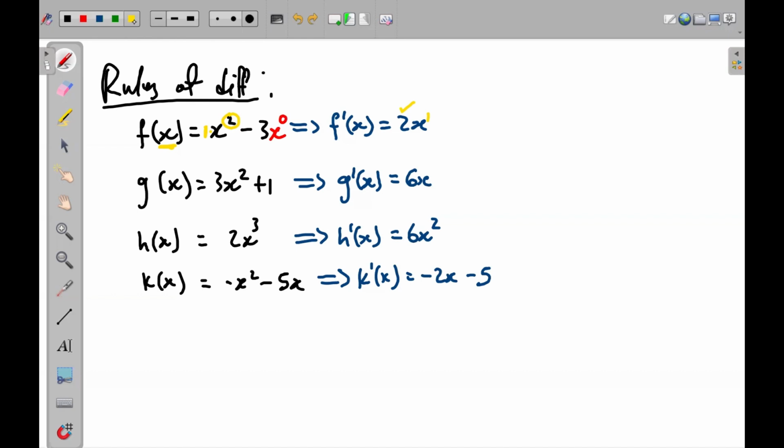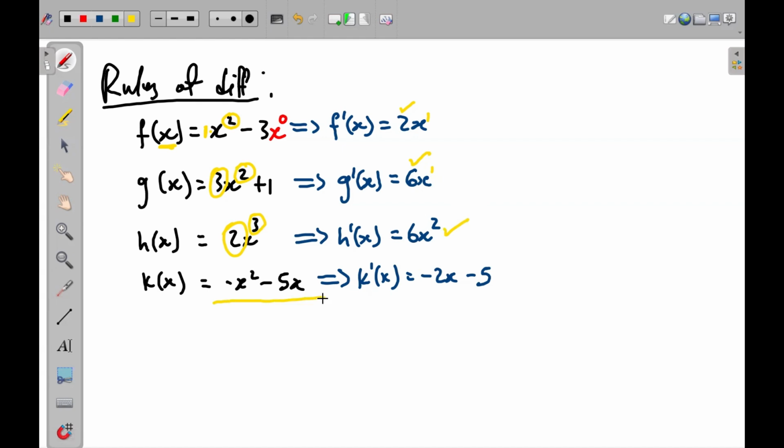So let's check, is this rule consistent? Look at this. 2 times 3 is a 6. That's why we've got 6 there. We subtracted a 1 in the exponent, so 2 minus 1 is a 1. It's the same thing here. Again, 3 times 2 is a 6, all right? We subtract a 1 from the exponent, and that's why we have 6x squared.